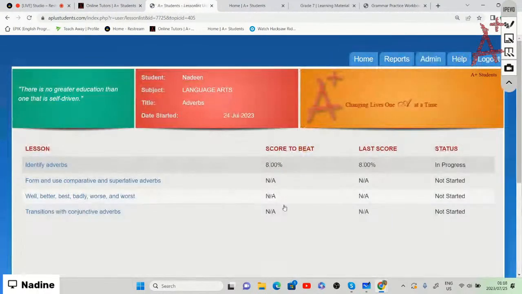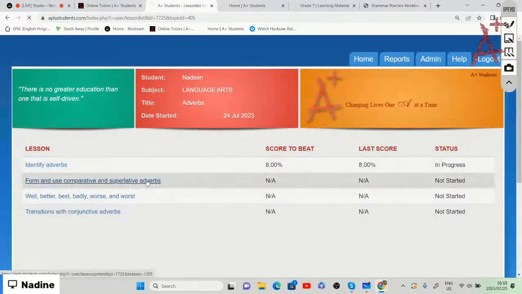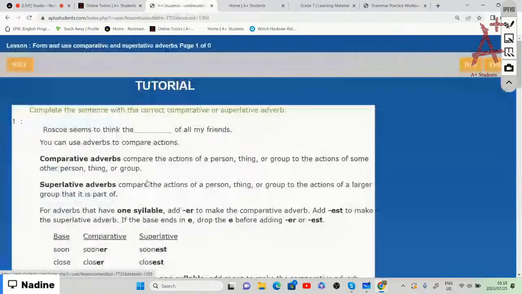All right, so now we're going on to the next lesson, which is form and use comparative as well as superlative adverbs, right? So comparative and superlative, and we are now going to find out the difference between comparative and superlative.